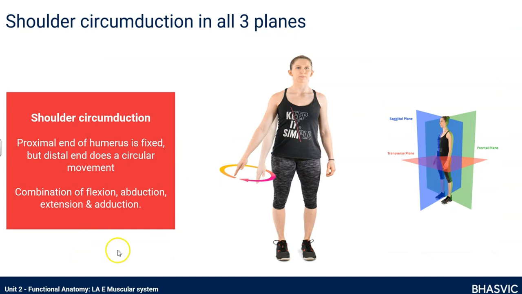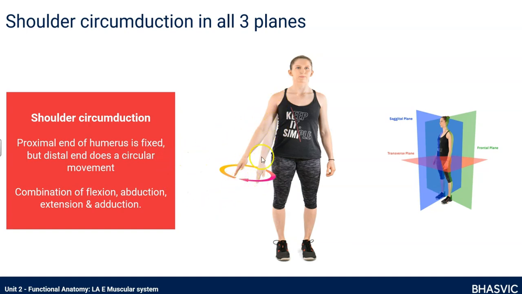Then we've got shoulder circumduction. This often gets confused with rotation. Rotation is literally a spinning movement: a bone spins around an axis. Circumduction is where the limb, or a bone if you like, makes a circular shape.